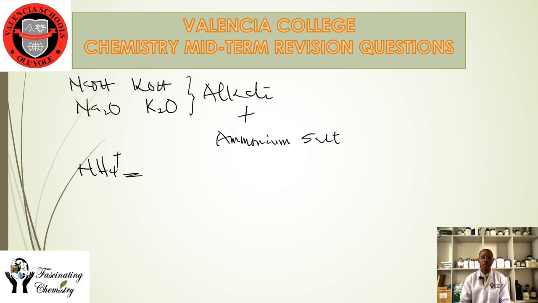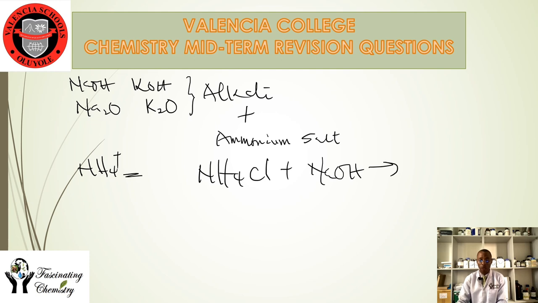If it's oxygen or OH, that would have been the base. So I can just pick any ammonium salt. It can be ammonium chloride, ammonium nitrate, or ammonium sulfate, any one you are comfortable with. But the simplest one is still going to be ammonium chloride. So that's NH4Cl. Now reacting with an alkali, say sodium hydroxide.